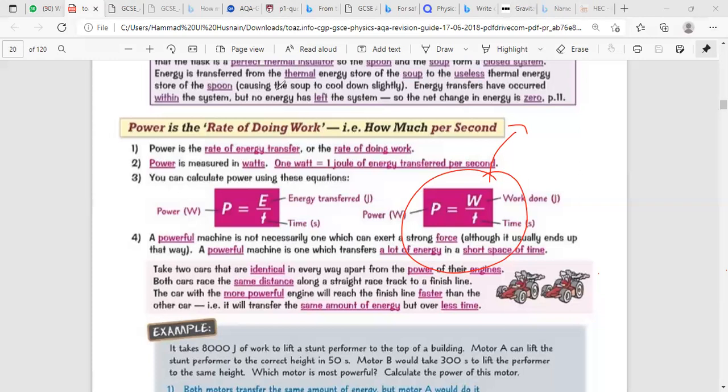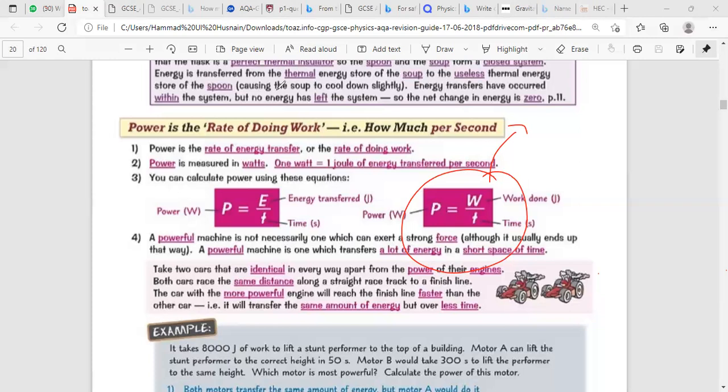Yeah. Basically, power is the rate of energy transfer or the rate of doing work. How much energy is transferred during the time is also called power, or how much work is done in a particular amount of time is also again called power.